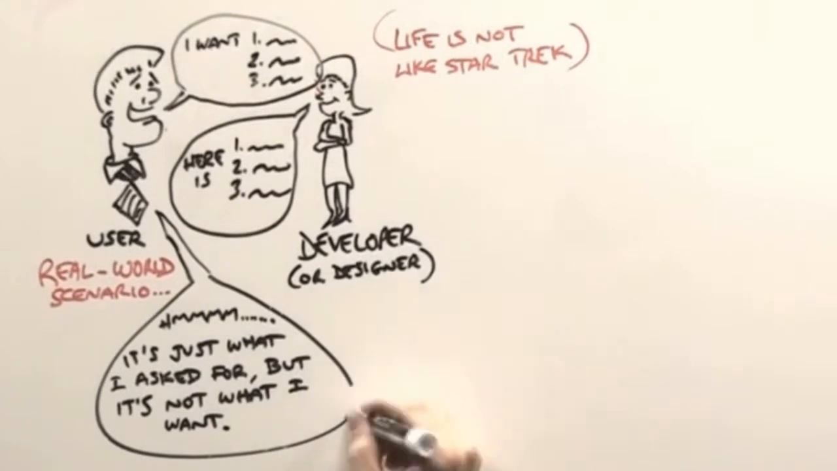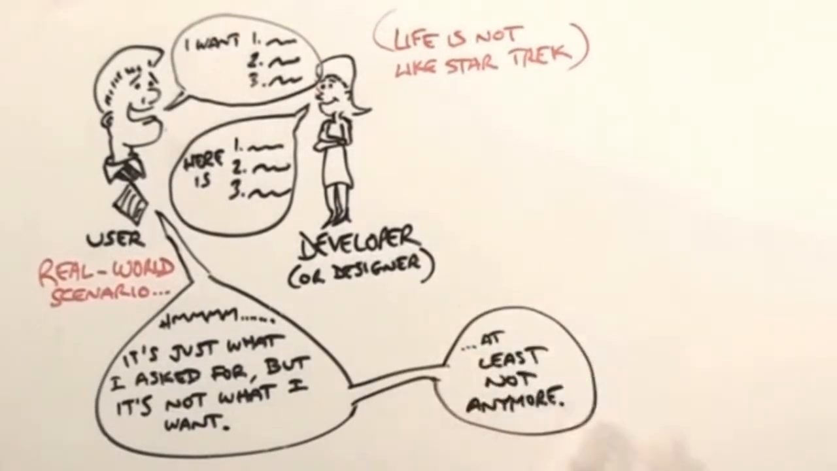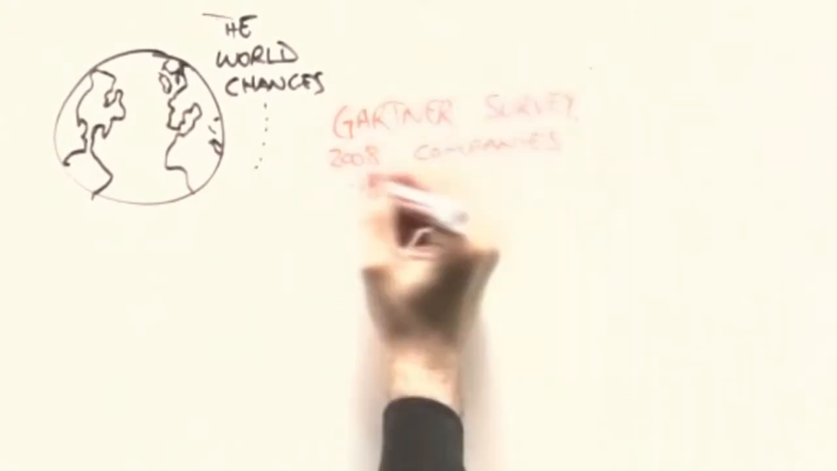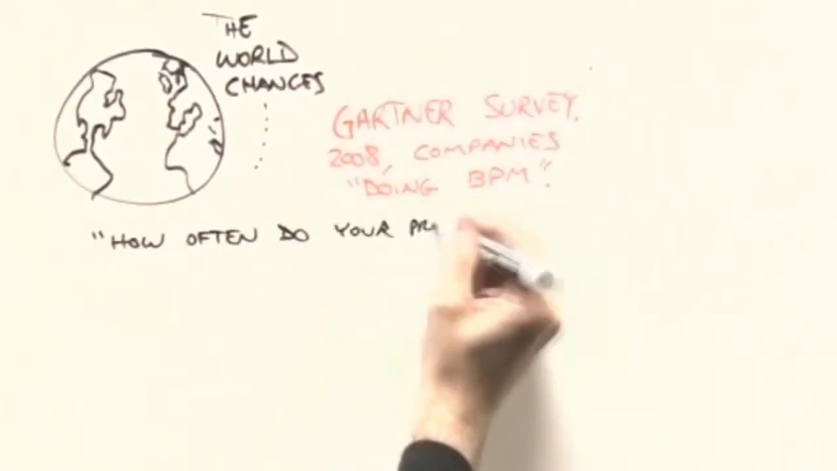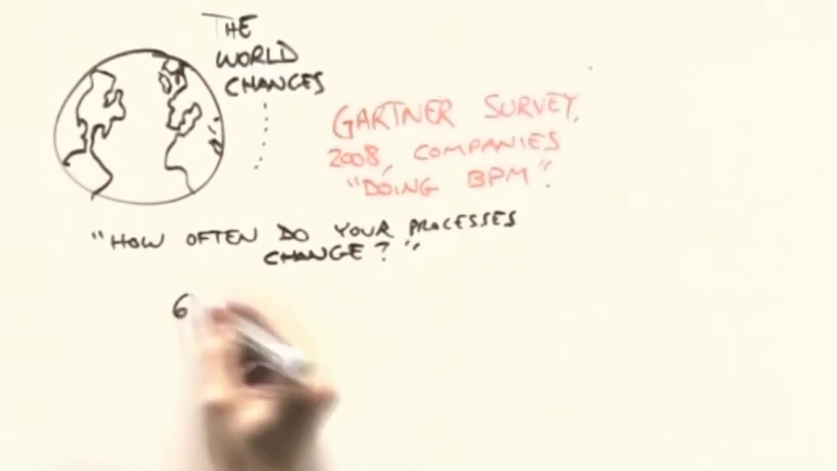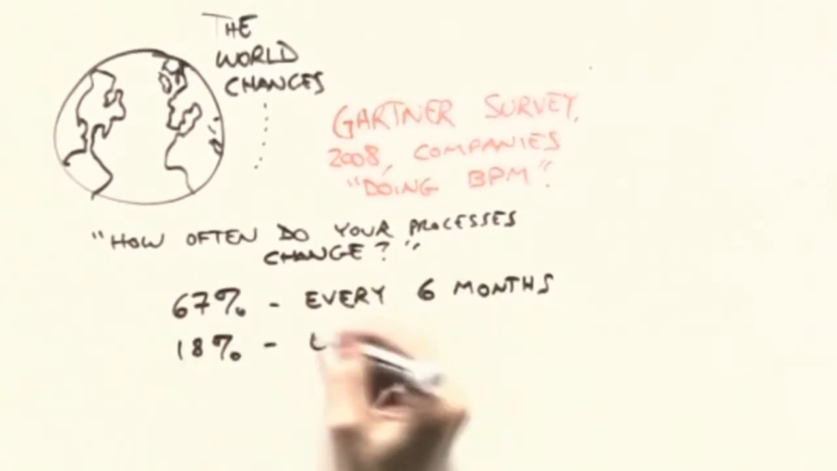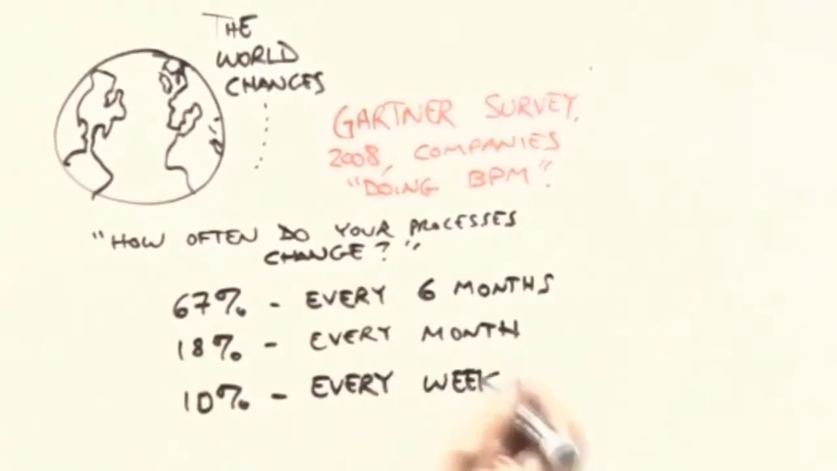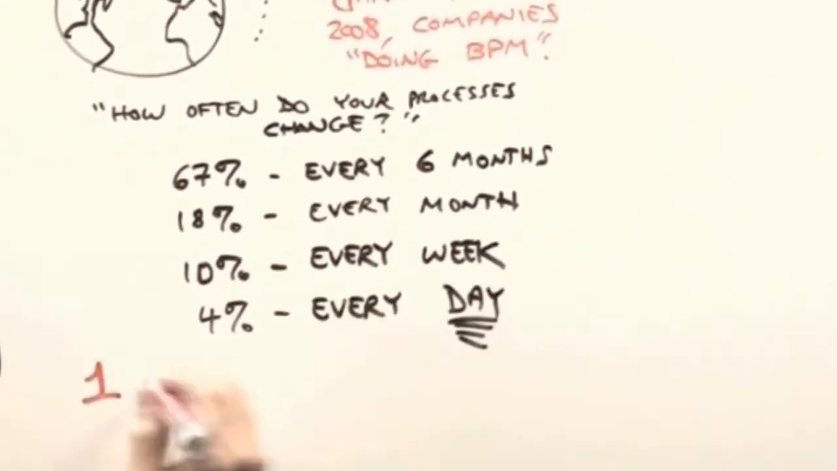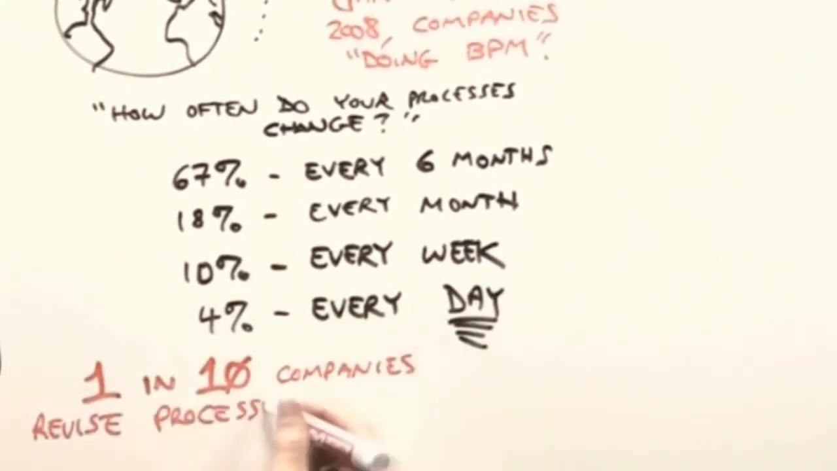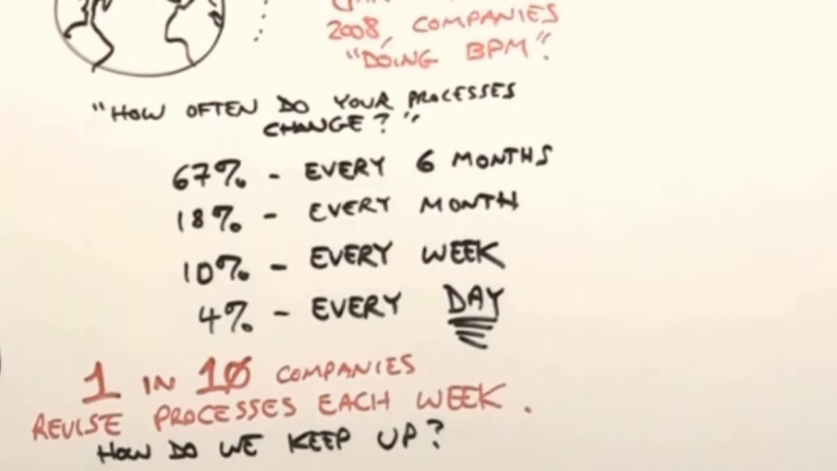Or you build the requirements, they are what you want, but not anymore. The world has a way of changing on a fairly regular basis. The Gartner Group did a recent study of companies that do business process management. They asked how often business processes change. And two-thirds change every 6 months, 18% monthly, 10% weekly, 4% daily. One out of 10 companies change workflows weekly. How do you keep up?